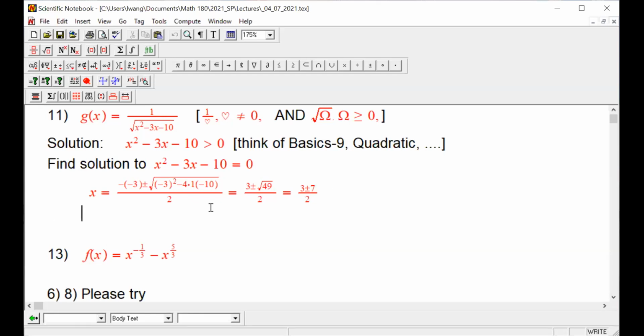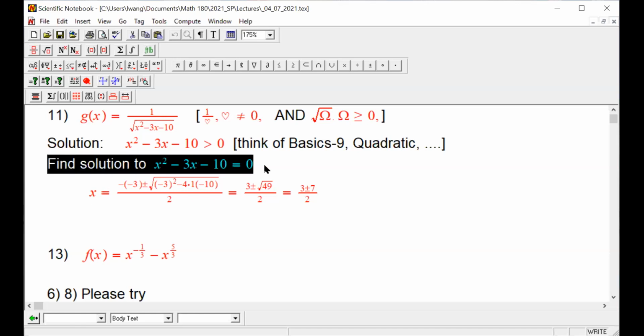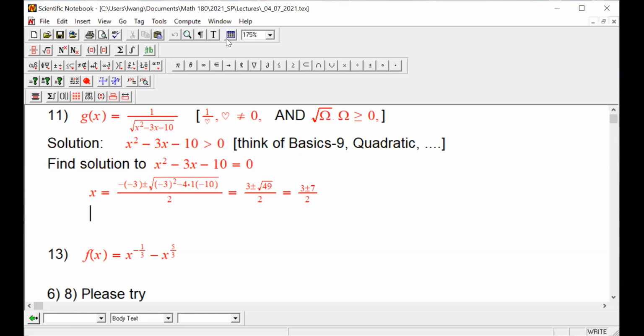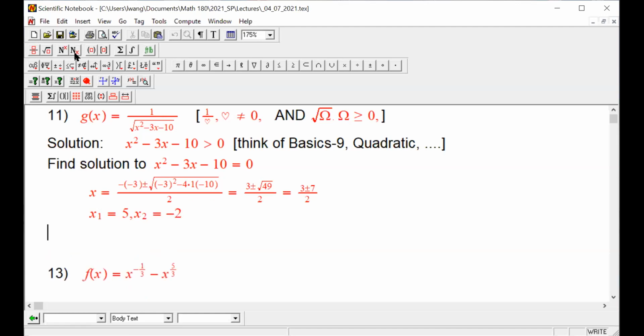And then you're going to say, okay, because you have a title here, right? Find solution to this equation. And this equation is x sub 1 would equal to, you got negative 2. You use 5, right? Okay, let's use 5. And x sub 2 is equals to negative 2. Okay? And what are these?